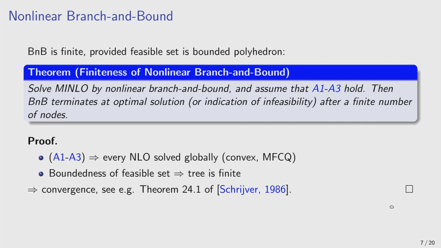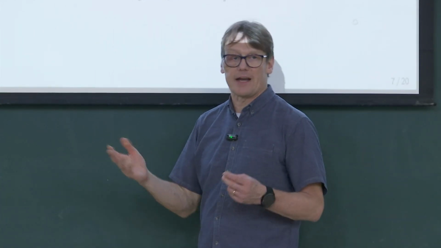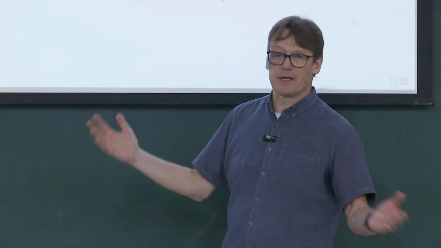And there's a theorem in this nice book by Lex Schrijver, if you want to look it up, theorem 24.1, that basically shows that this is a convergent algorithm. So you can go away and implement this, and in principle you can even implement this in AMPL if you wanted to. You need to find a way of somehow storing these bounds, but you can do that. That's possible.